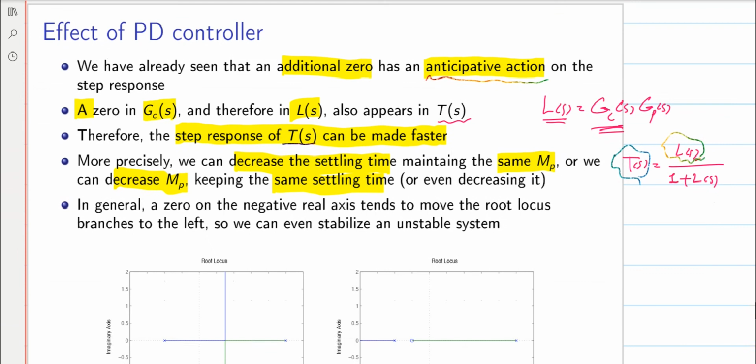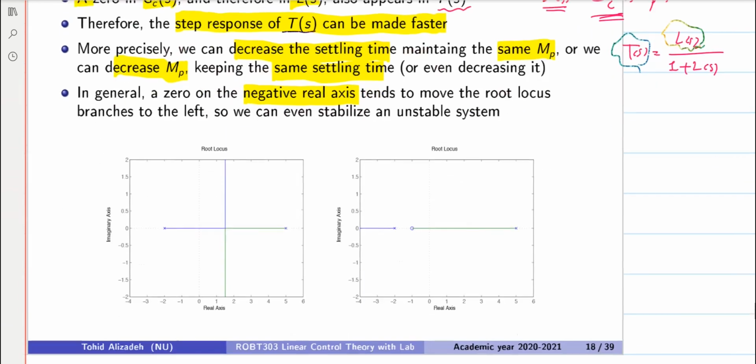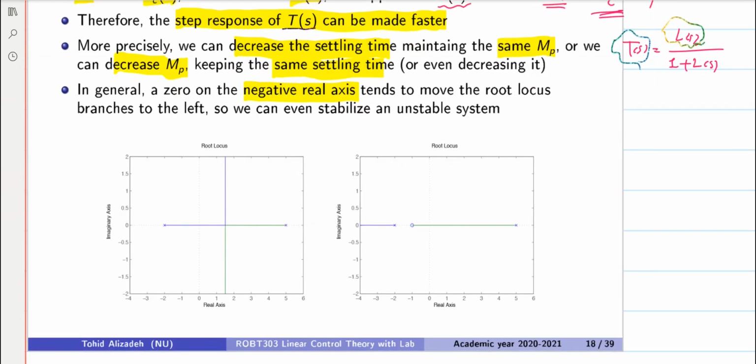In general, a 0 on the negative real axis will also tend to move the Root-Locus towards the left-hand side, towards the minus infinity, in other words. And therefore, it could also help to improve the stability characteristics of the system. As an example, over here we have a system without a 0.